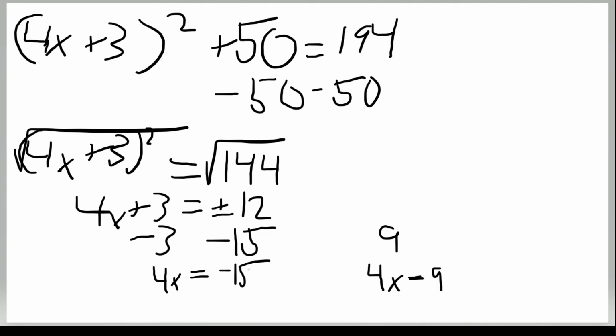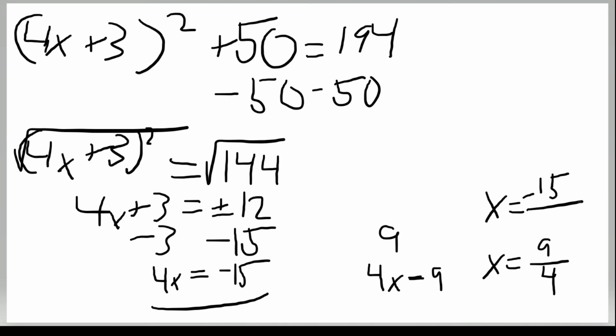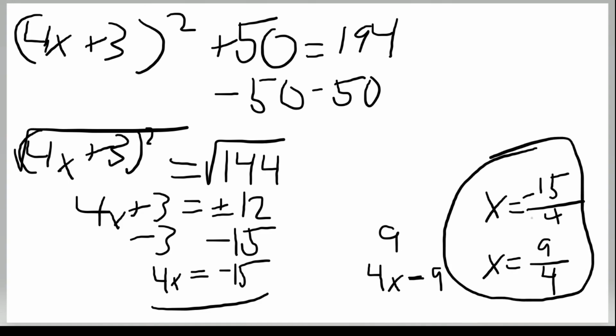This would equal, you just put this as x equals 9 over 4. And with this equation, you just do x equals negative 15 over 4. So these would be your square roots, or how you'd solve by square roots would be these two answers.